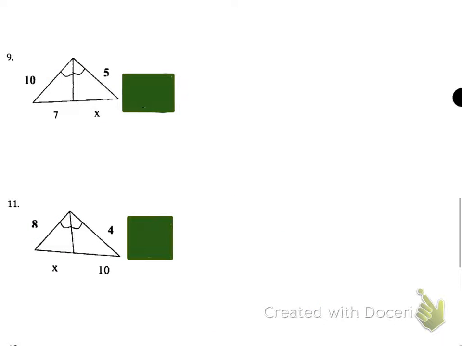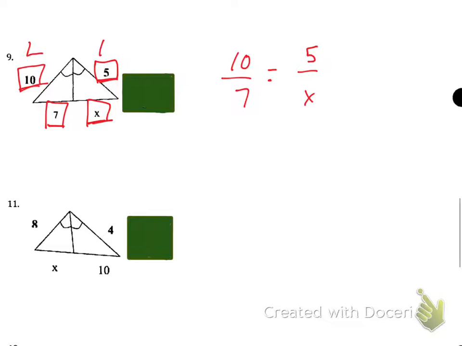All right, 9. Right away, I'm going to do 10/7 is equal to 5/x. Pattern was top over bottom is equal to top over bottom. If I wanted to, I could have done bottom over top is equal to bottom over top. I could have also done 10/5 is equal to 7/x. So that would be left over right is equal to left over right. So it doesn't really matter how you set it up as long as you keep the same pattern. So that would be 10x is equal to 35. So then x would be 3.5.